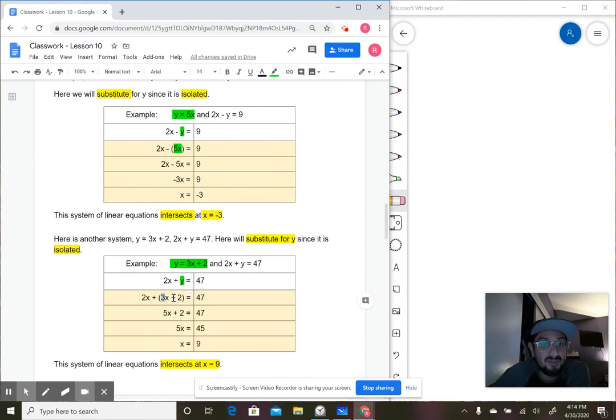So we do that substitution, y equals 3x plus 2. So we substitute into the second equation over here, and so that y becomes 3x plus 2, and now it's a one variable equation, and we can solve it. So 2x plus 3x plus 2 equals 47, 5x plus 2 equals 47. Subtract 2 on both sides and divide by 5. That means that these lines intersect at x equals 9. Pretty good so far. Okay, you can always pause the video if I'm going too fast.